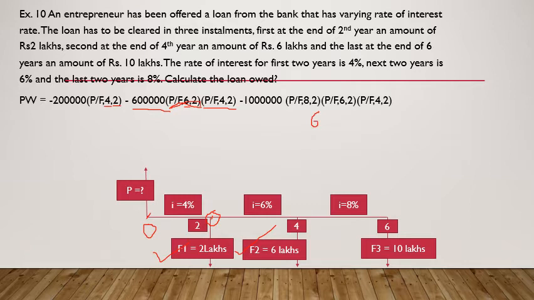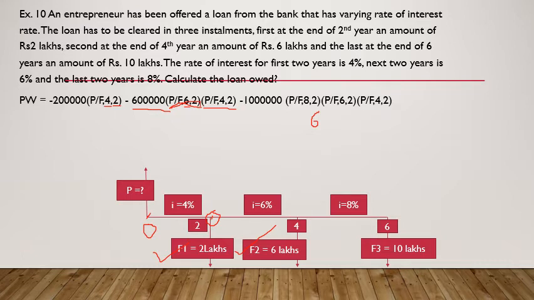6 lakh is being converted at the rate of interest of 8% for 6 years. Is it 8% constant till 0th year? Which is not true. Again, hence we follow the same methodology what we did for F2. First we will convert this 10 lakh at t is equal to 6 to t is equal to 4, then to t is equal to 2, then to t is equal to 0. When I convert from 6 to 4, I use the rate of interest of 8%. From 4 to 2, I use the rate of interest of 6%. From 2 to 0, I use the rate of interest of 4%.